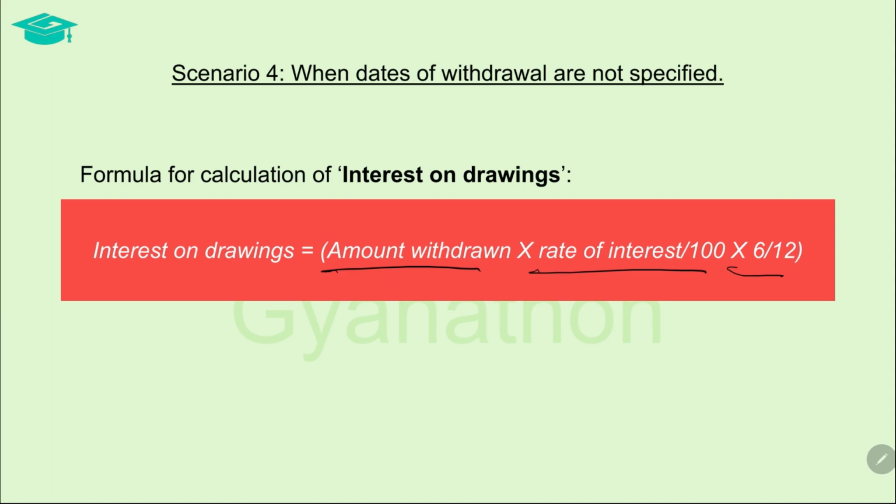So, guys, with this, we have discussed all the scenarios that can arise in the calculation of interest on drawings. This is a very important topic from the point of view of examination. So, you should understand the logic behind each of the calculations so that no matter how twisted or indirect a question is, you will still be able to solve it correctly and get that full marks.